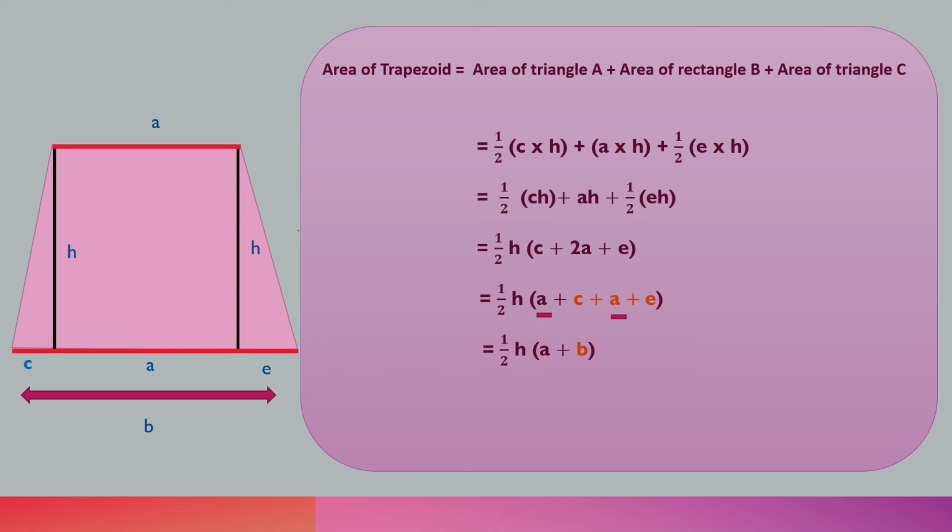Now, as you know, A is the measurement of the top base of this trapezoid. I'll keep A as it is. For the second sum, that is C plus A plus E, you know that this is equal to B, the lower base of the trapezoid. I'll simply replace this sum with B. Now 1/2 times H, and in the parentheses you have A plus B. This is the formula to find the area of the trapezoid.